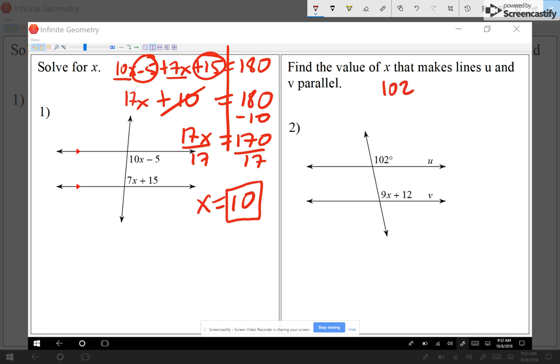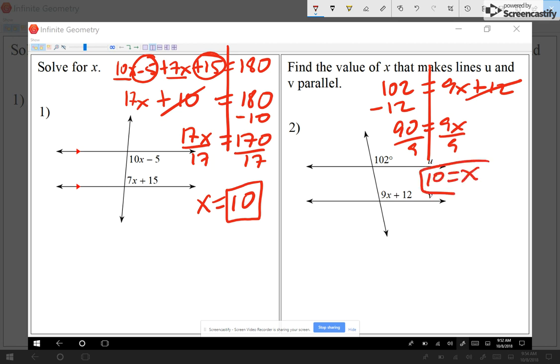So I'm going to go 102 is equal to 9x plus 12. I'm going to separate to the equal sign. I want the x term by itself, so the way I'm going to get rid of the plus 12, I'm going to subtract 12. So I get that 90 is equal to 9x. Divide by 9, x is equal to 10. Or whenever we type, just type in 10.